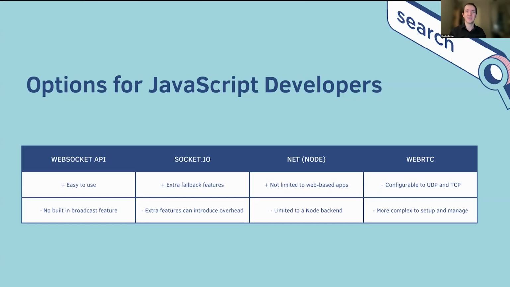Next up is Net. Node offers both TCP and UDP socket APIs that are native to its runtime environment, which is great because that means their functionality is not limited to web-based applications. That said, the application is dependent on a Node backend. So if you ever need to migrate frameworks, you may experience different functionality or behavior than expected.